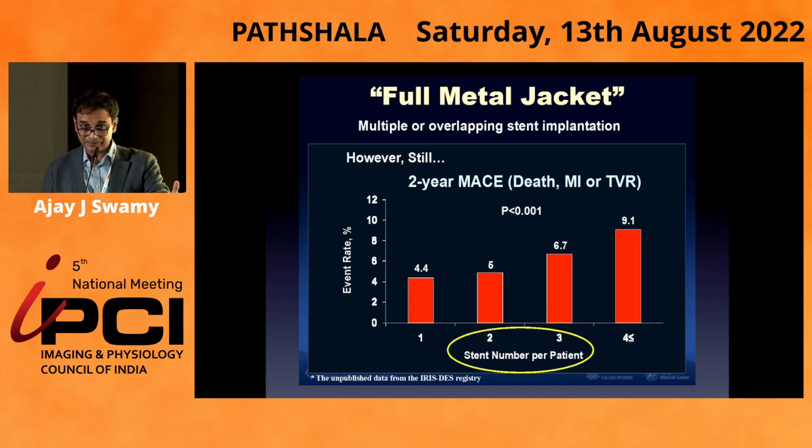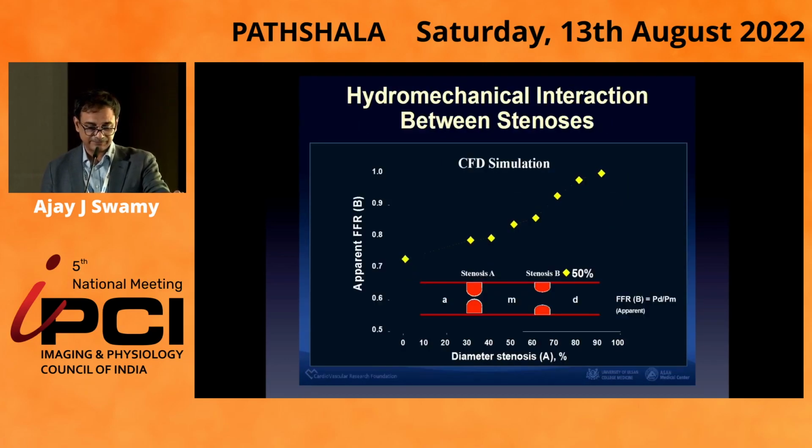So that means that 7.1 could have been much, much closer to 4 if we had not used a full metal jacket. And thus, we want to implant as little metal as possible. That is intuitive. And in the correct place if possible.